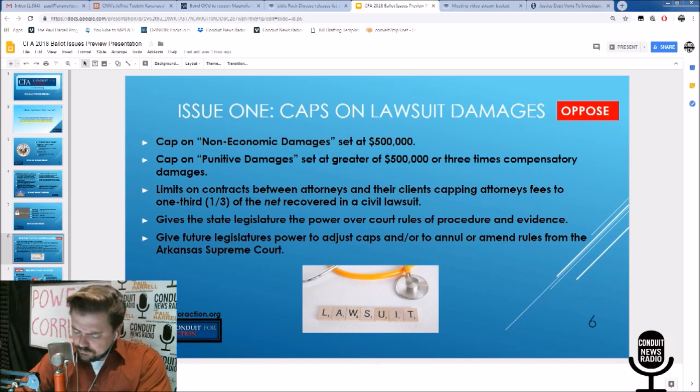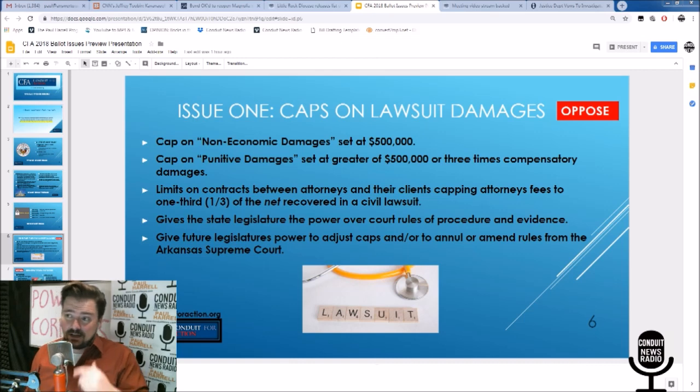All right. Then it gives the state legislature the power over court rules of procedure and evidence. This is a big no-no. I mean, this is a violation of the separation of powers. It gives future legislators power to adjust caps and/or annul or amend rules from the Arkansas Supreme Court. Translation: it allows us to politicize the rulemaking of specific court cases, class action cases. It's a terrible idea.